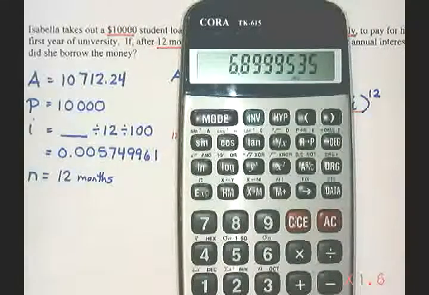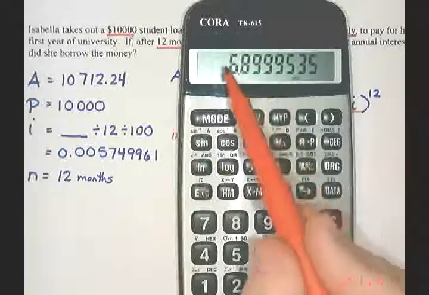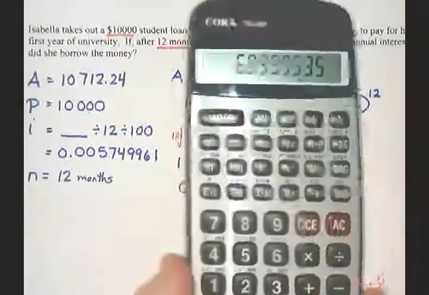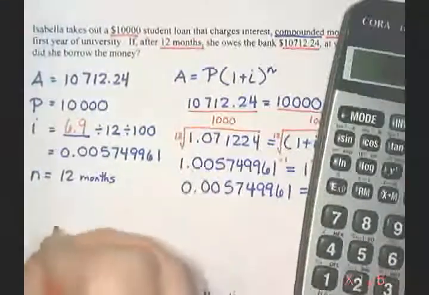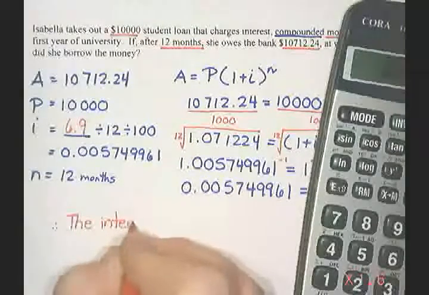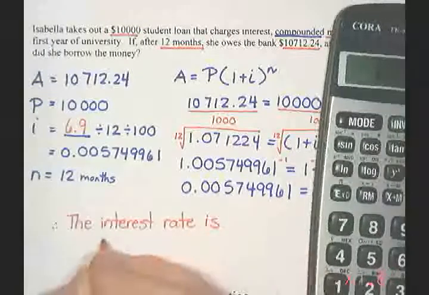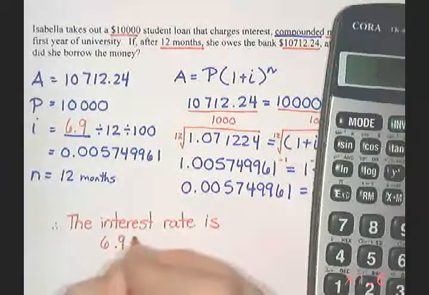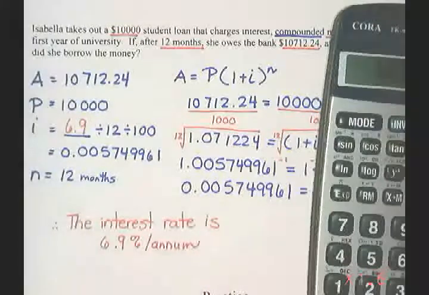6.8999535. So for my interest rate, I'm going to keep 2 decimal places. So this would be 6.89. The next number is another 9, so it's going to push that up to be 6.90%. So therefore, the interest rate is 6.9% per annum. You could write per year, that would be okay. And that is compounded monthly. And that's that.